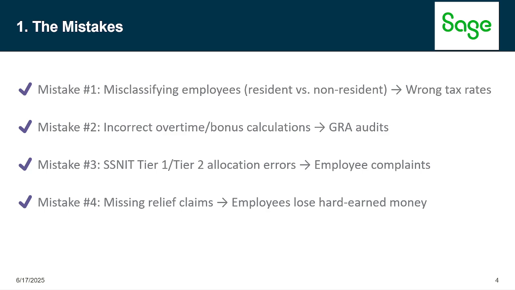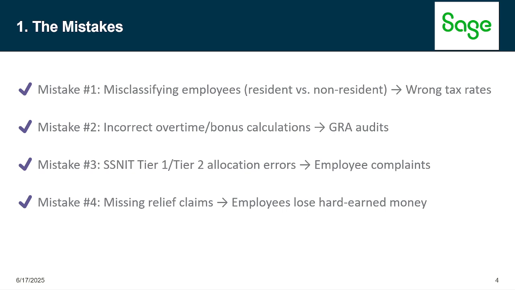Number three, SSNIT Tier 1, Tier 2 allocation errors. It's a huge gap. There's a gap in those computations. You are not filing the right percentage for Tier 1, and you are not sending the excess to Tier 2. So staff complain, and the payroll manager is always stressed. We will explain some few things for you over there.